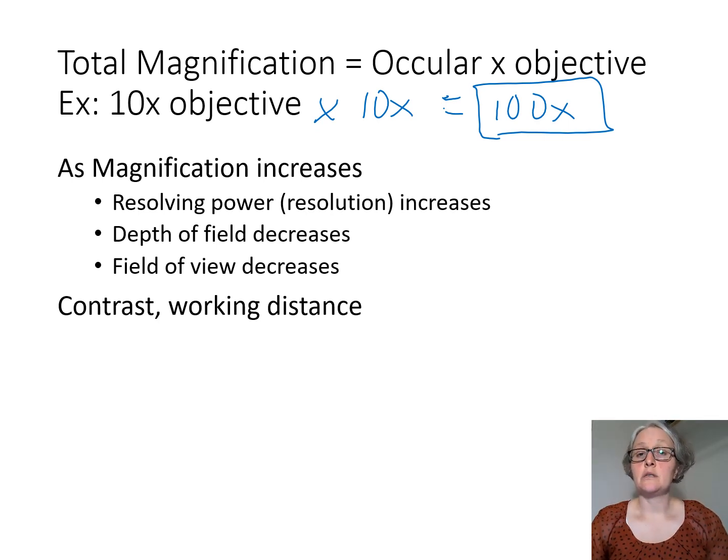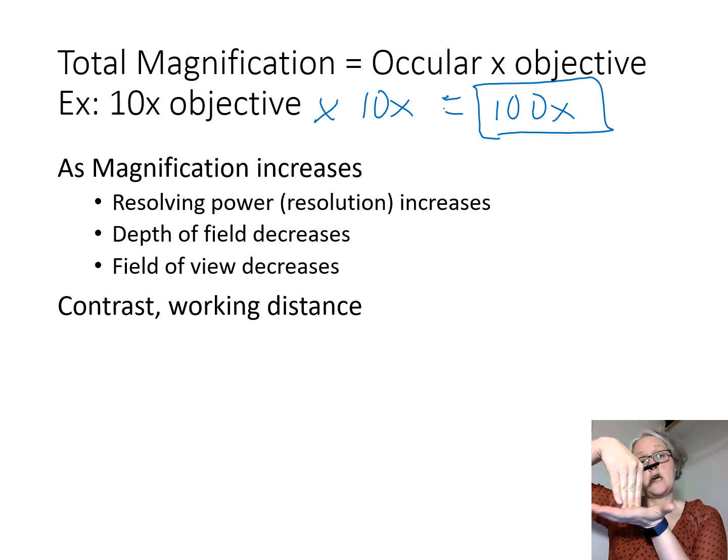The working distance is the distance between those objective lenses and the stage. You have to be very careful at the higher power objectives that you are aware of that working distance.